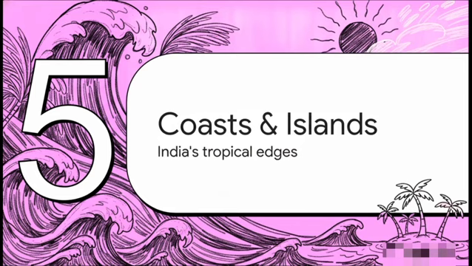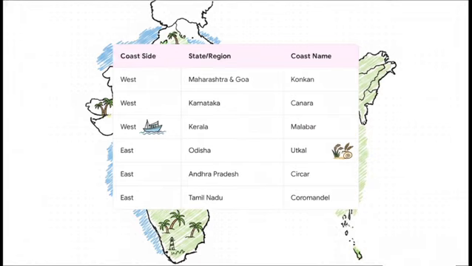Time to escape that harsh desert heat and cool things off at India's tropical edges. Take a mental screenshot of this right now, because the naming of India's coastlines is highly testable. Starting on the narrow west coast, Maharashtra and Goa's shoreline is called the Konkan coast. Moving down to Karnataka, it's the Kanara coast, and Kerala's shores are known as the Malabar coast. Now let's jump over to the wider east coast. Odisha's coastline is the Utkal coast, Andhra Pradesh has the Sircar coast, and Tamil Nadu features the Coromandel coast. Keep in mind those eastern coasts are famous for their rich, fertile deltas, which make them fantastic for agriculture.